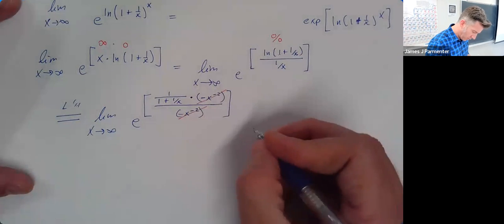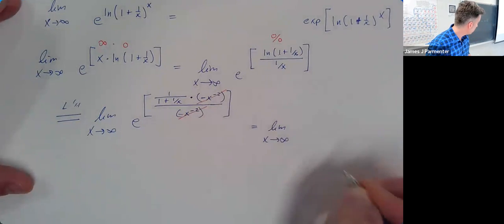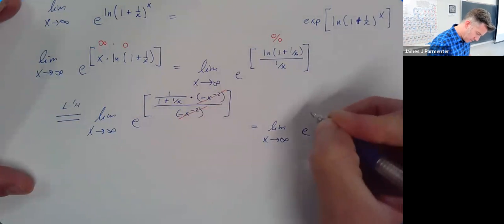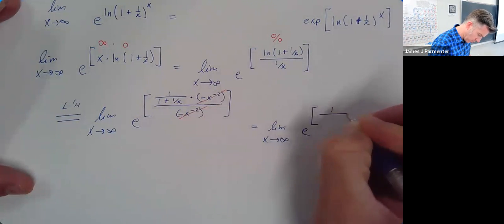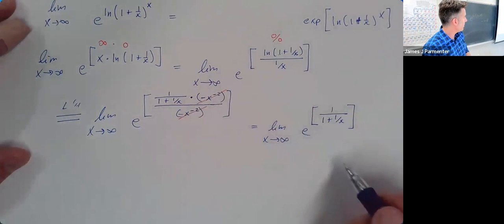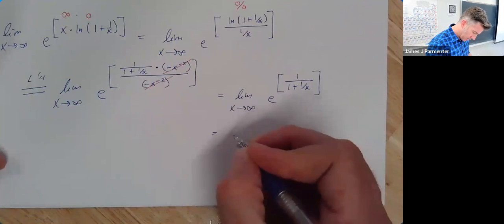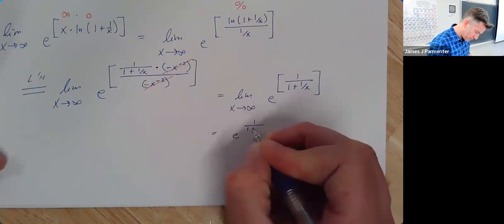And now we're left with the limit as x goes to infinity of e to the power of 1 over 1 plus 1 over x. And now we can evaluate this. 1 over x goes to 0, and we just end up getting e to the 1 over 1 plus 0.